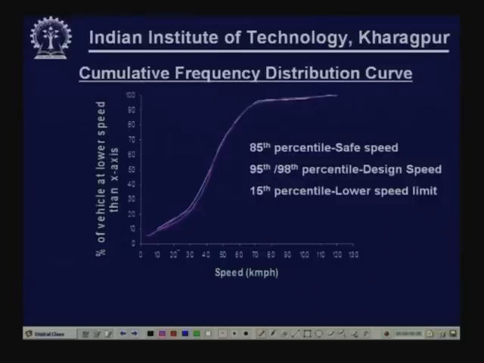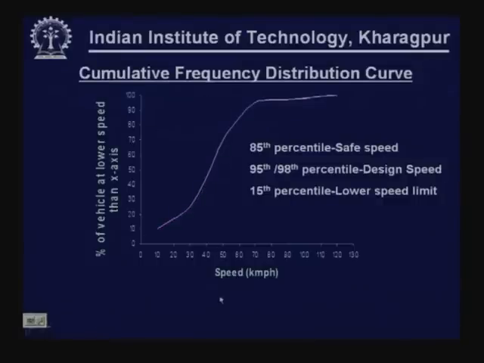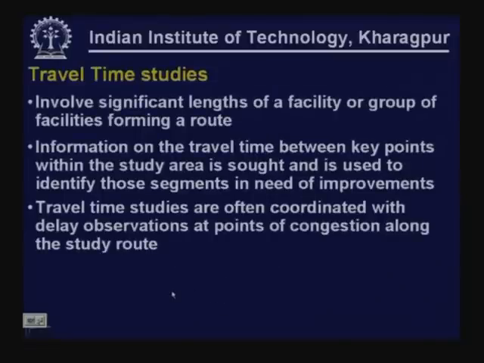You can also calculate the 15th percentile speed, which is normally used as the lower speed limit. There are many ways this variety of information is extracted from this cumulative distribution curve, and they are used in traffic engineering applications. But this is one way of representing the spot speed data. That generally completes our discussion about the spot speed measurement.